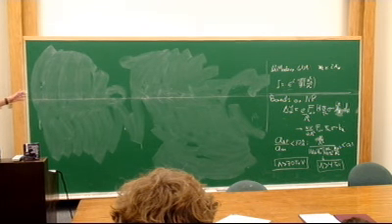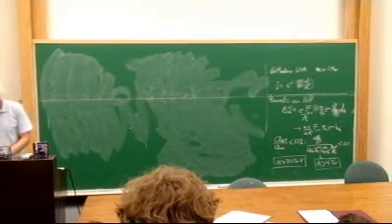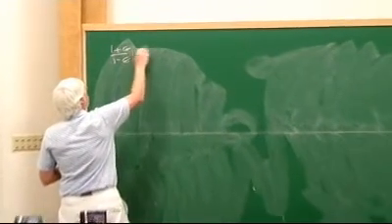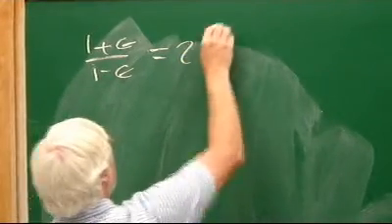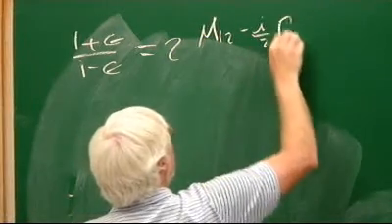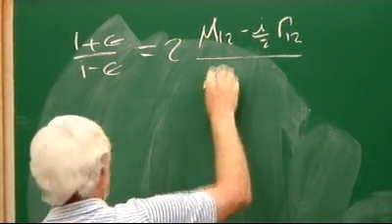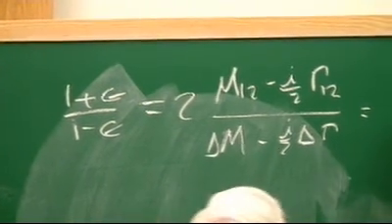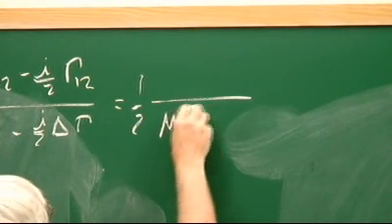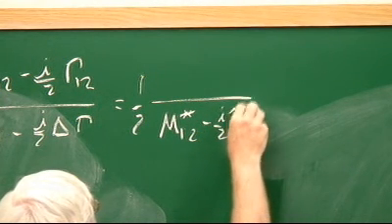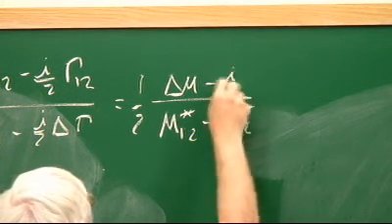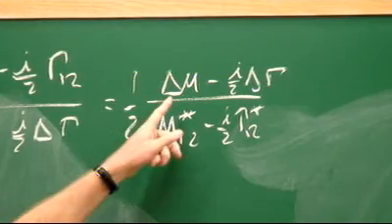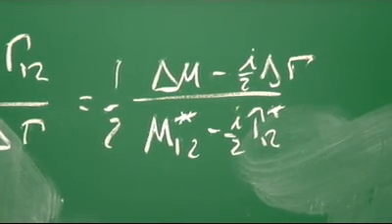So now you actually do the computation of relating the eigenvalues to the matrix, and it's a one-line computation, so I'll spare you the computation. This is equal to twice m12 minus i over 2 gamma 12 over delta m minus i over 2 delta gamma. It's also equal to 1/2 between the complex conjugates here. It's useful to write it both ways because this actually tells you how to write delta m and delta gamma in terms of m12 and gamma 12. So you can solve for that.